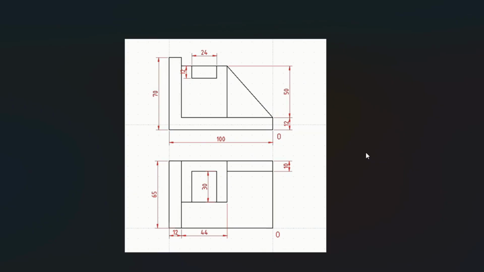In this video, we'll see how to draw an isometric projection of the given object.